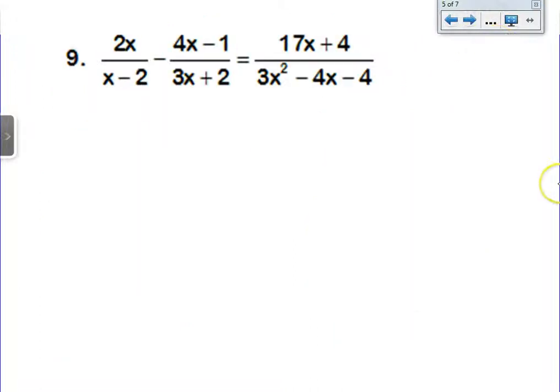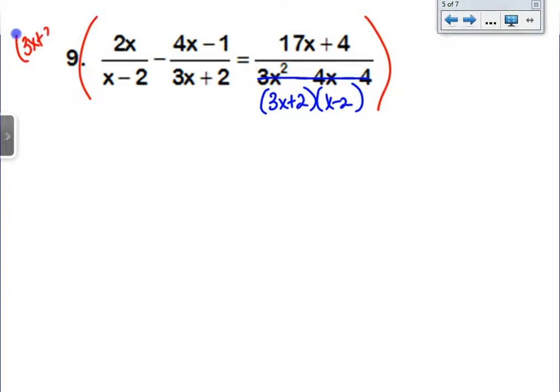Okay, number 9. Yuck. I think that last denominator is going to factor, and if I had to take a guess, I would say these two things are going to be its factors. So let's see if that works. So that'd be a -6 + 2 is a -4. Yep, that works great. So big parentheses around the whole problem, because it's an equation. We're going to multiply everybody by a 3x + 2 and an x - 2.